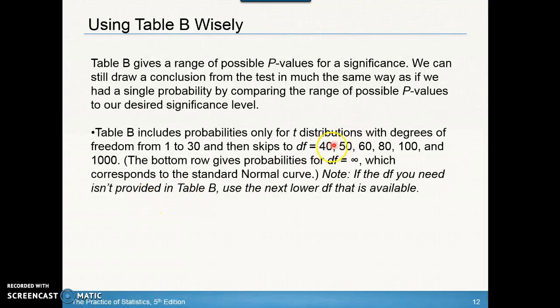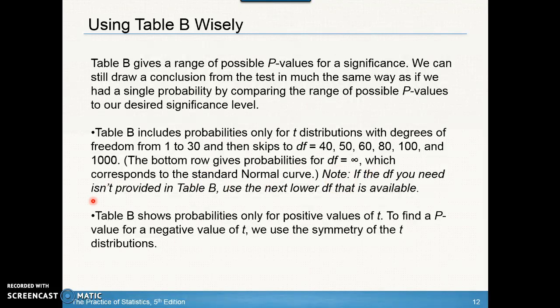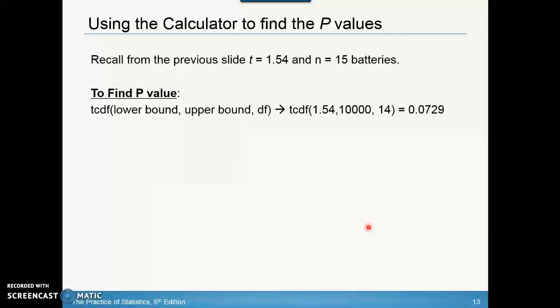So if it's 44, go down to 40. If it's 56, go down to 50. If it's 61, go down to 60. If it's 89, go down to 80. All right, and then get what your p-value should be. Table B shows probabilities only for positive values of t, so to find a p-value for a negative t, just use symmetry and find the equivalent positive test statistic t, and it'll give you the exact same answer. So if you come up with negative 1.32, you're going to look at positive 1.32 on the table. But I would highly suggest using your graphing calculator, much easier.